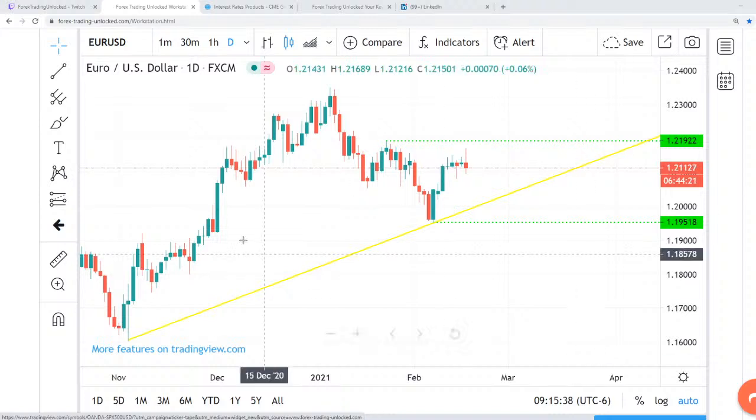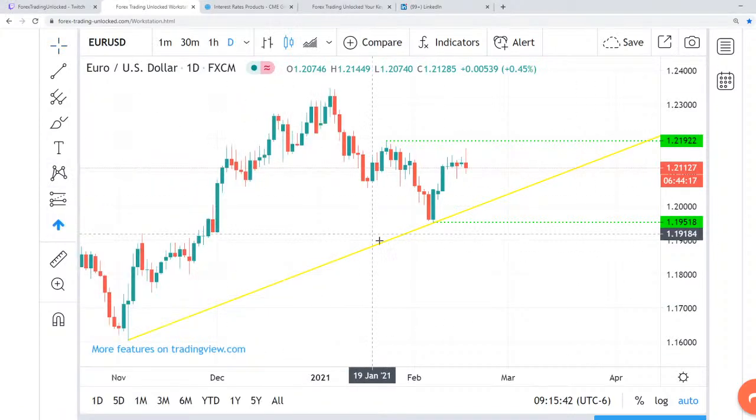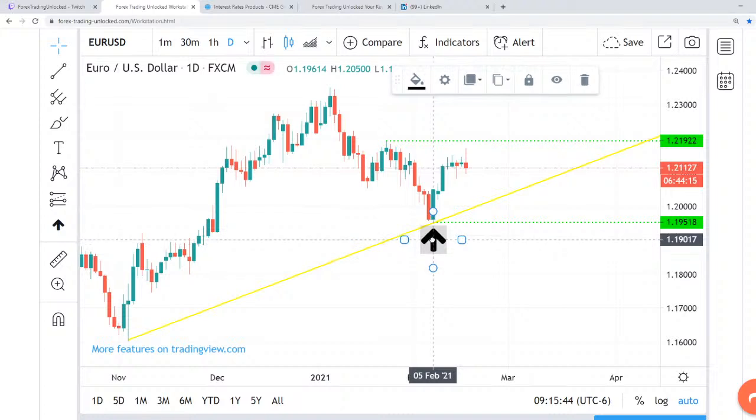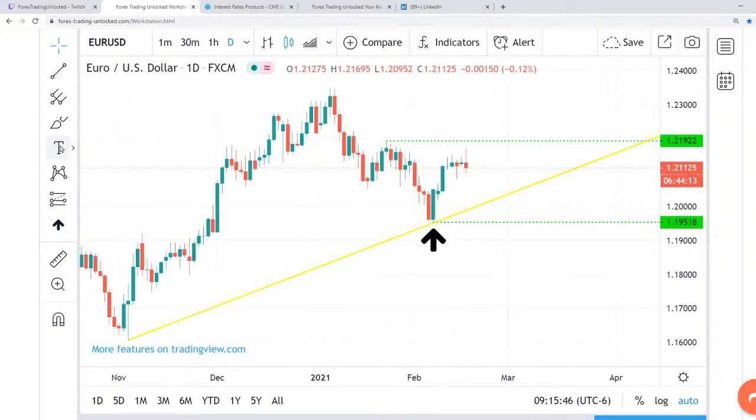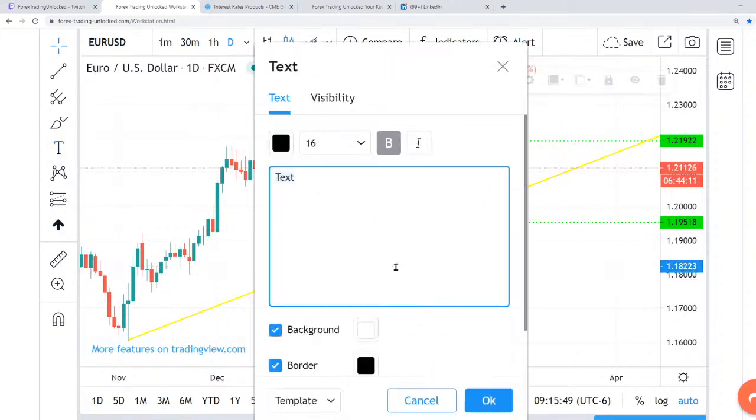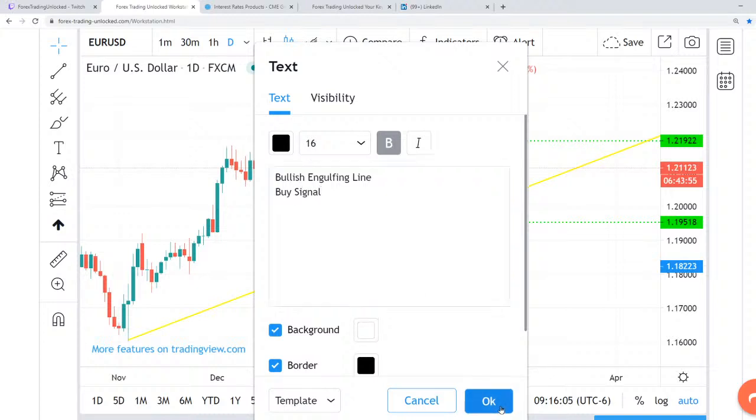We had a buy signal right here. This bottom right here, this was a bullish engulfing line. So for those of you that are unfamiliar, a bullish engulfing line is a Japanese candlestick pattern, and this happens to be a buy signal.